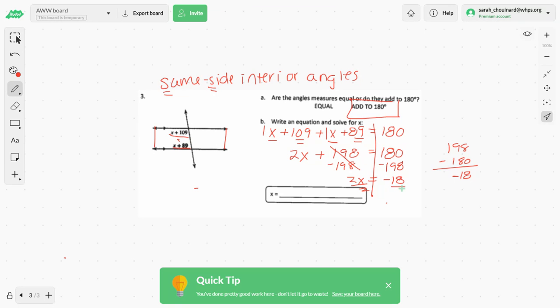And then last step is to divide by 2. A negative divided by a positive is a negative. So my answer here is actually negative 9.